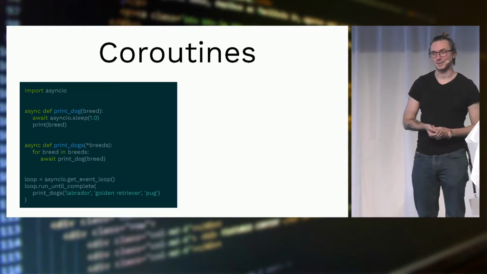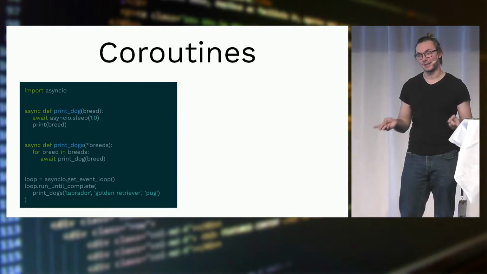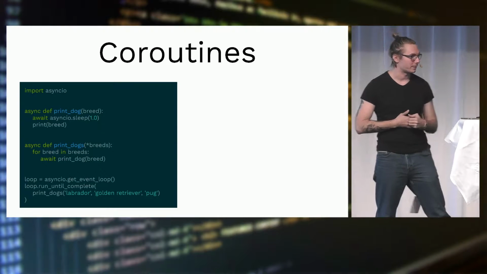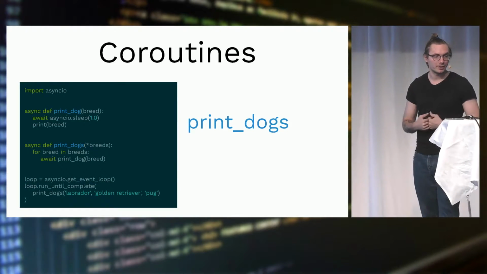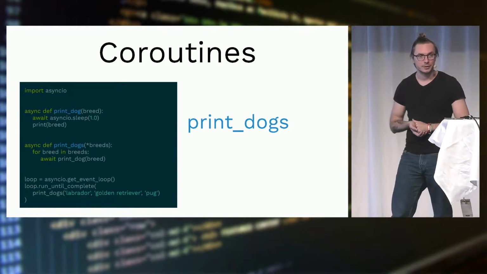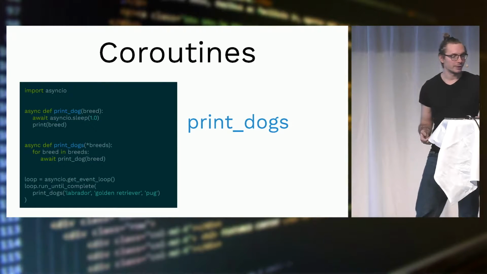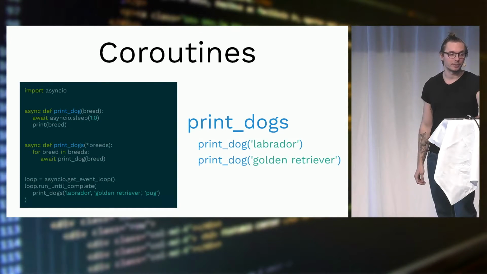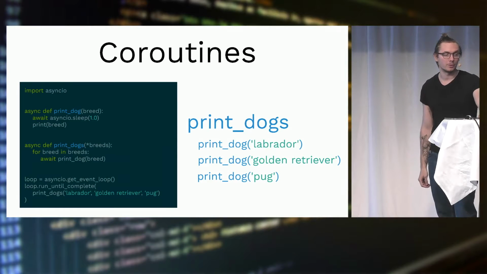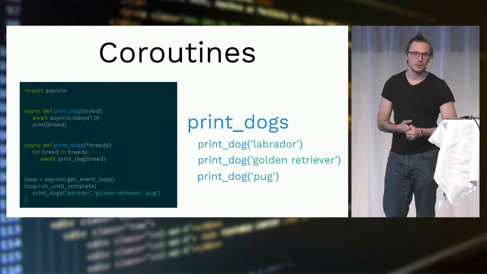That's the correct answer. This code is, as a matter of fact, right now going to be synchronous, meaning that first the print docs function is going to get called, and then in order, the Labrador, the Golden Retriever, and the Pug is going to be printed after sleeping for a little bit of time.